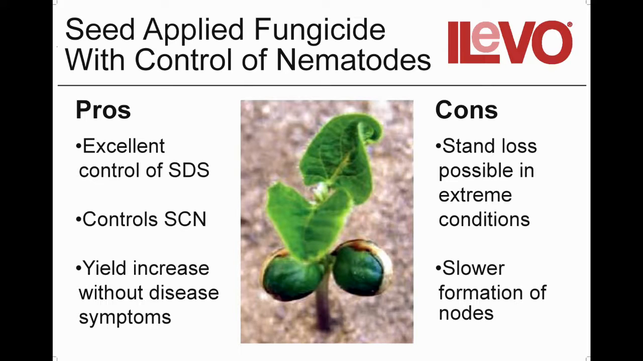The pros of Olivo are excellent control of SDS, it controls multiple types of SCN, and our data and university data shows yield increases even without foliar signs of SDS. The cons of Olivo are stand loss is possible in extreme conditions, and you can see slower formation of nodes. Your Farnhamville data suggests a 2 bushel per acre advantage without foliar symptoms of SDS, and upwards of 10 when you do see foliar symptoms.